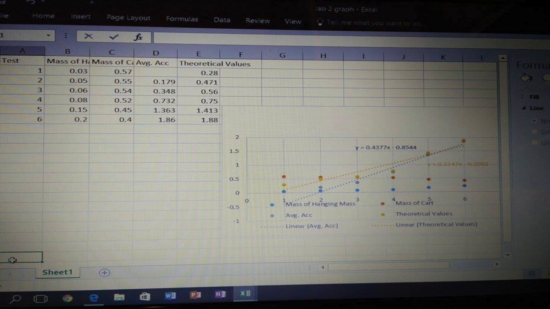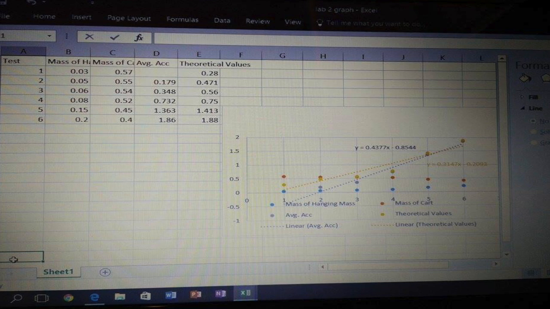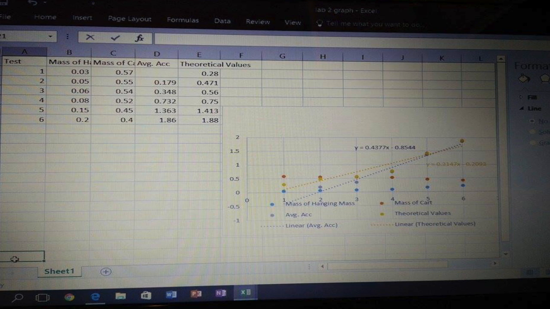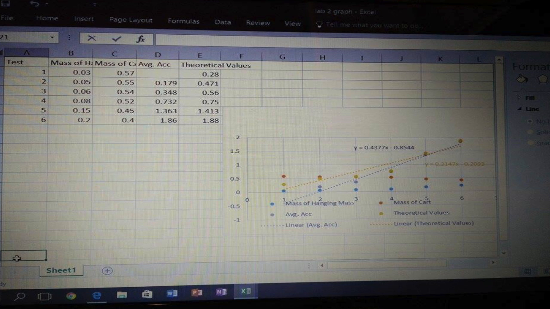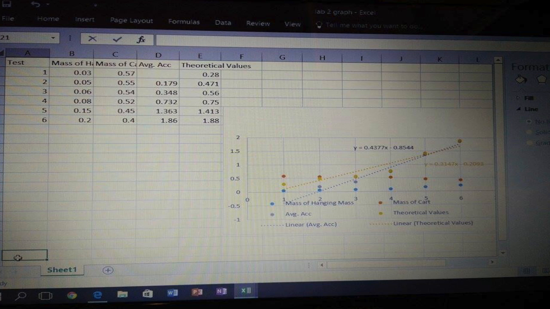Also, we kept the mass of the hanging weight less than 250 grams to prevent the cart from accelerating too fast. We also kept the mass of the hanging weight above 30 grams because anything below that exerted minimal force on the cart, causing it to move extremely slow. Another factor that may affect the way that our data was presented was in the intervals that we increased our weights.